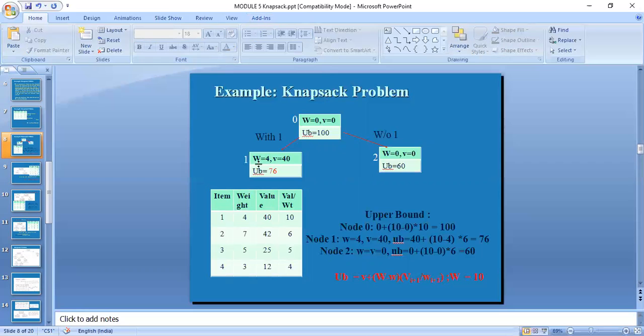Node 1, the value is 76. Node 2, the value is 60. So when you compare 76 with 60, the maximum is 76. So we are going ahead with 76 because it is considered to be the most promising one.